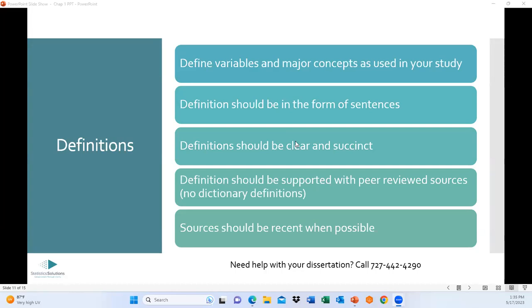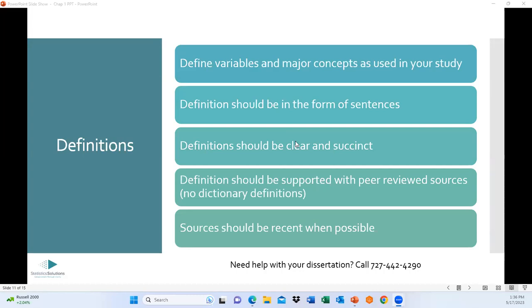Sequence them alphabetically, right? Don't just sequence them randomly, because your professor is going to come along and say, put these in alphabetical order. So sequence them alphabetically. Again, define major concepts using your study. I always suggest putting definitions in the form of sentences.